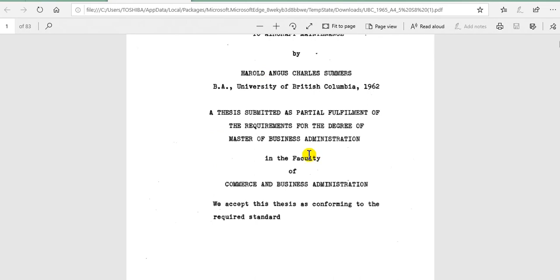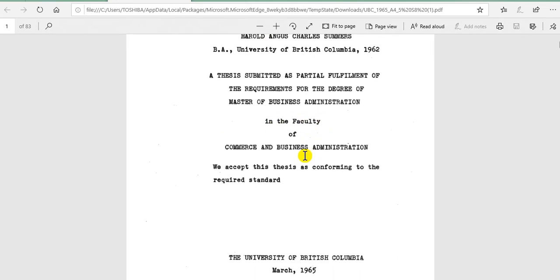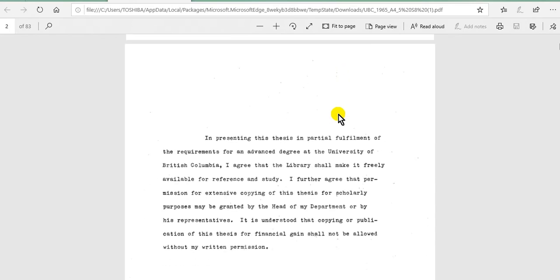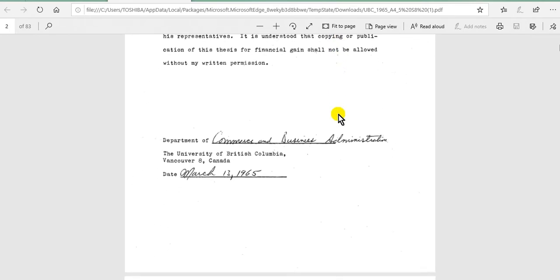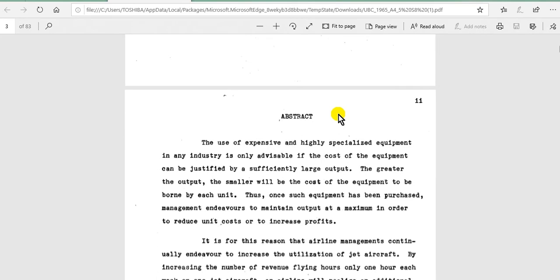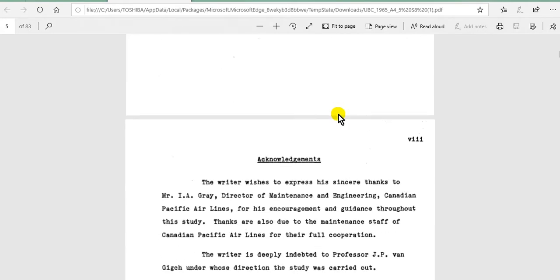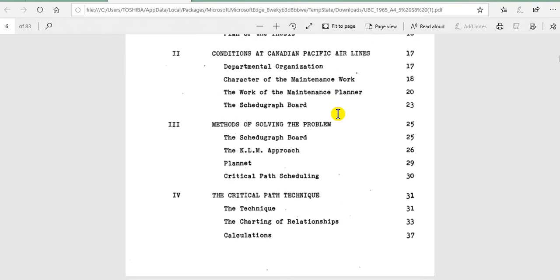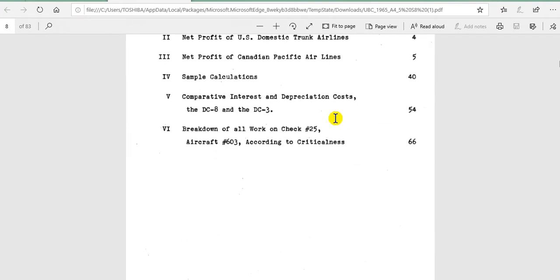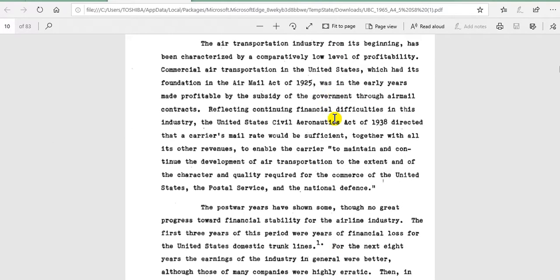This research was carried out from 1961 until 1965. This research studied the net profit of the airlines. I will take an example here for Canadian Airlines.